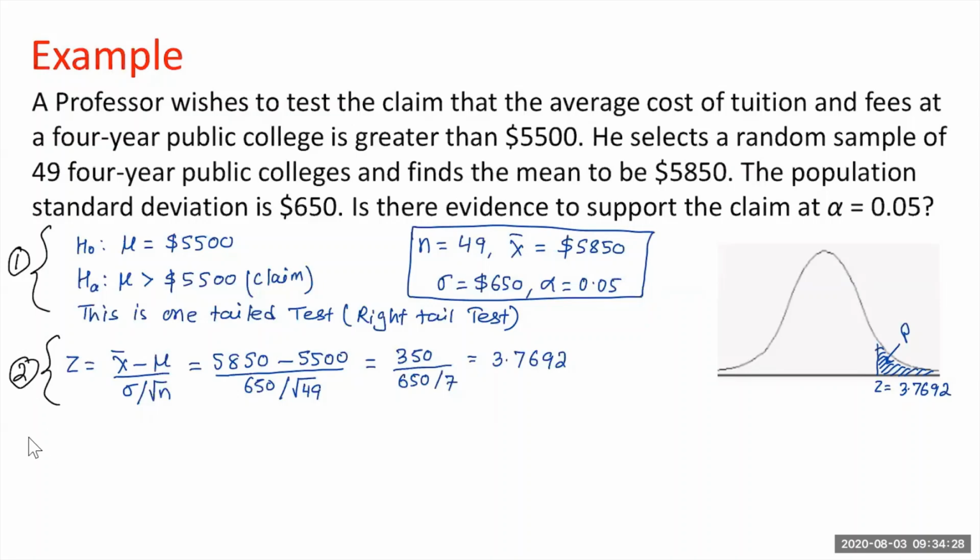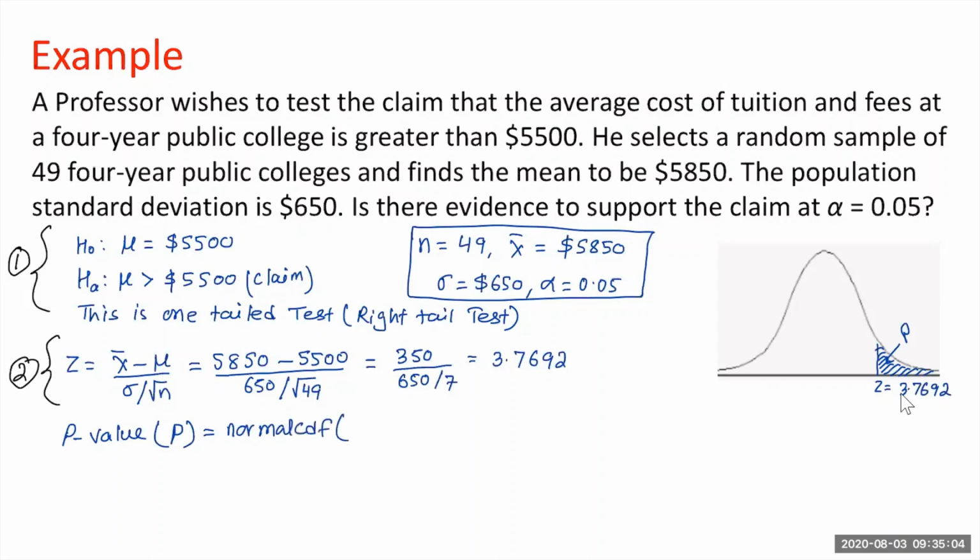Now in the third step, we find the p-value. You know that the p-value is this area here, and the area is the same as the probability. So the p-value, written as p, is equal to this area. To find the area, we use the normal distribution in our calculator, so you can write normal CDF.